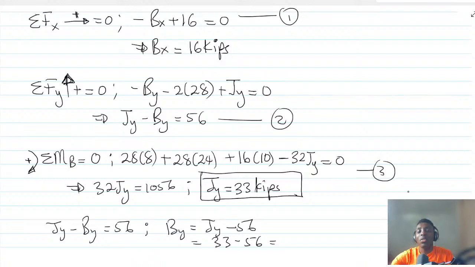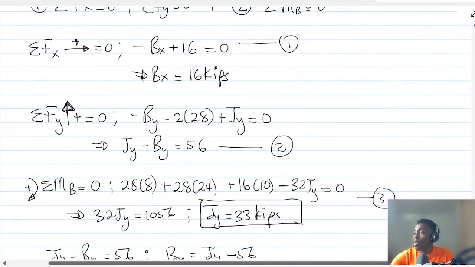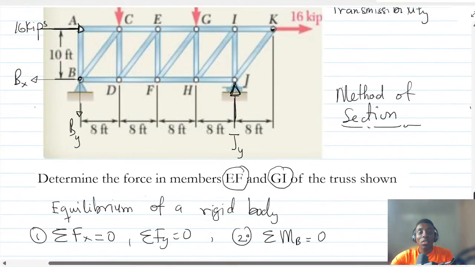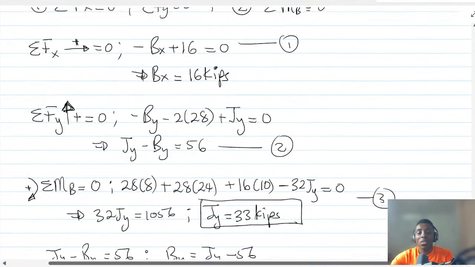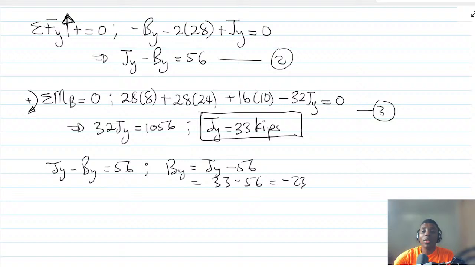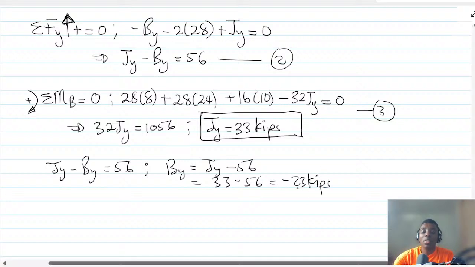Okay, the 16 kilonewtons, yeah, it's along the X direction, please. It's along the X. Okay, I don't know the question you are trying to ask. So you get BY to be minus 23 kips.